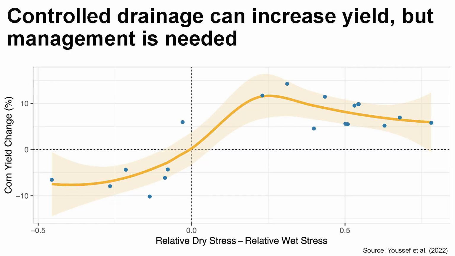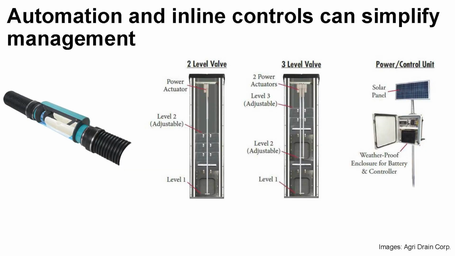So controlled drainage is effective. It can increase your yield, but you do need to manage it. In wet times, you want to go out there and take your stop logs out and let that water flow as needed. But in dry times, you put those stop logs in there, and your crops are going to have more water available to them to use.